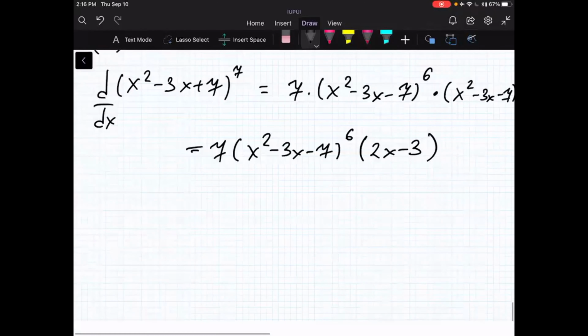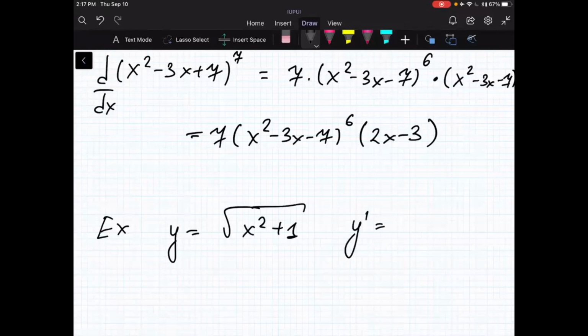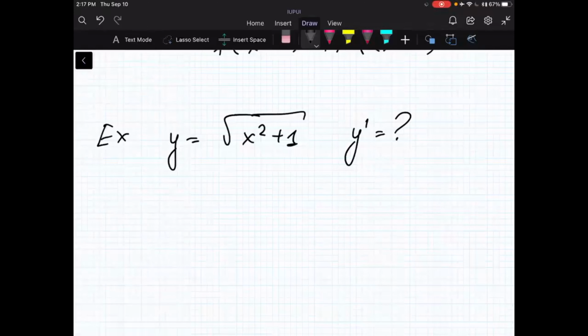But as I said, you can also apply that generalized rule to the powers which are rational numbers. So for example, y is equal to square root of x squared plus 1. And what is y prime? First of all, you can write square root as the rational power, which is 1/2, right?